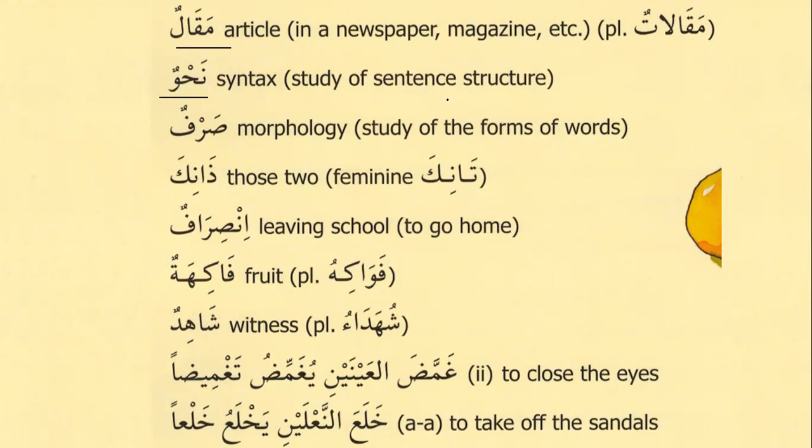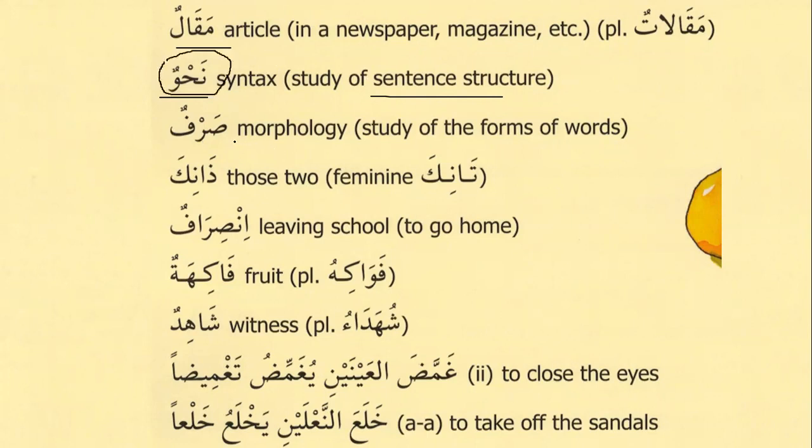Nahwun, syntax, study of sentence structure. Nahwun is basically dealing with al-i'rab wal-bina, like the first lesson of this book. So nahw basically means i'rab wal-bina. When we talk about a noun being declinable or mabni, mu'rab or mabni, or when we say marfu, mansub or majroor, that is basically nahw.